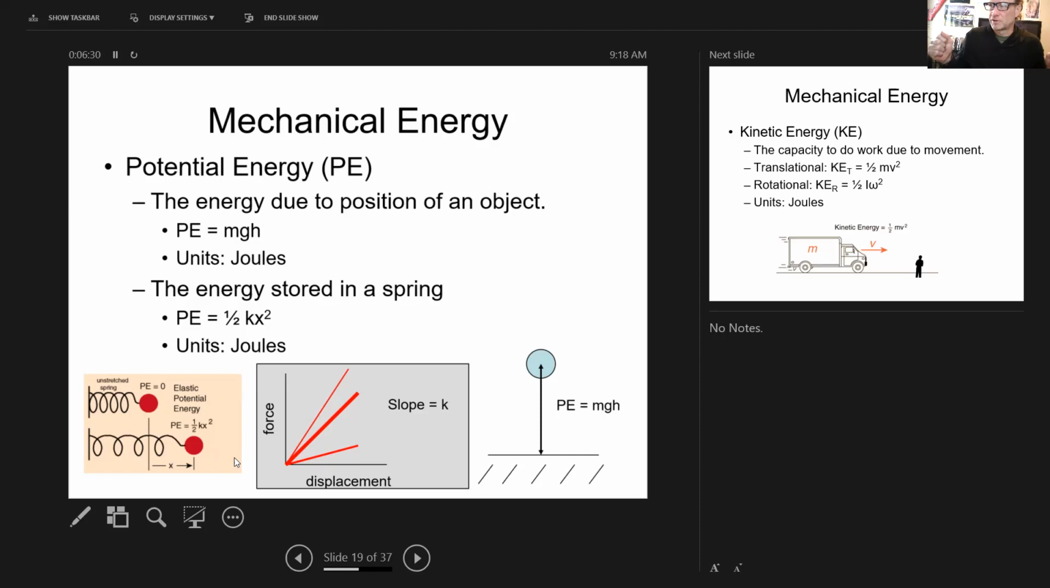In order to stretch a spring, I need to apply a force. I need to do some work on the spring in order to give it potential energy. That's that interplay of work and energy.